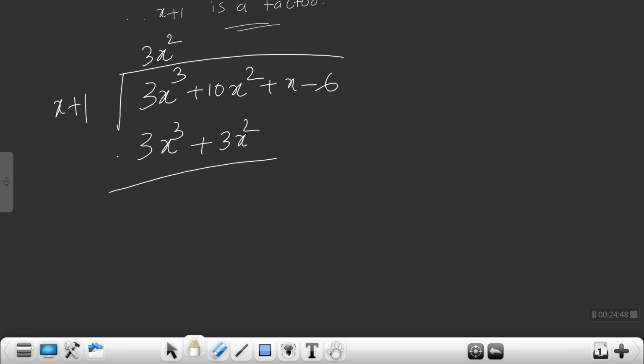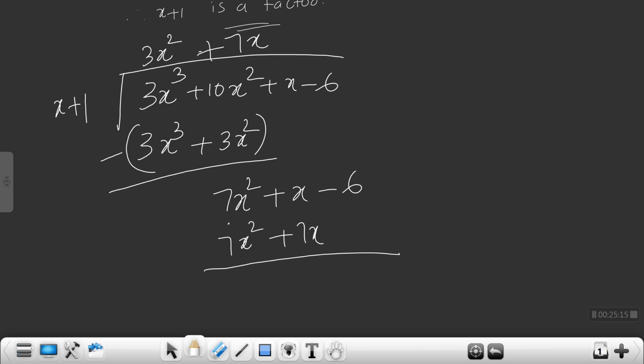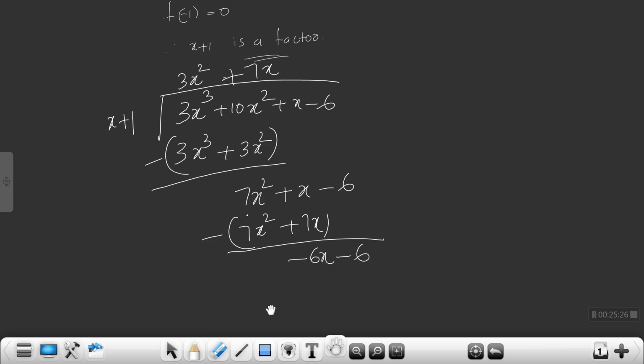Then subtract. On subtracting, we got 3x cube minus 3x cube 0, 10x square minus 3x square, it is 7x square. 7x square, then the remaining term x minus 6. Again divide 7x square by x. It is positive 7x. Then multiplying by x plus 1, 7x into x, 7x square, 7x into 1 plus 7x. While subtracting, 7x square minus 7x square 0, x minus 7x is negative 6x, then the remaining negative 6.